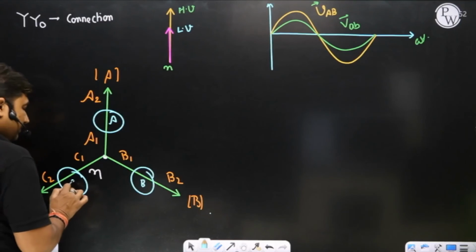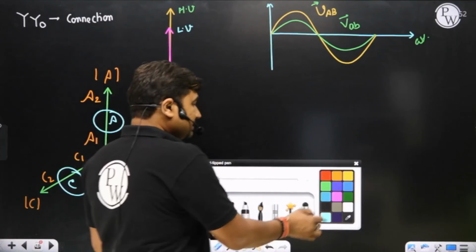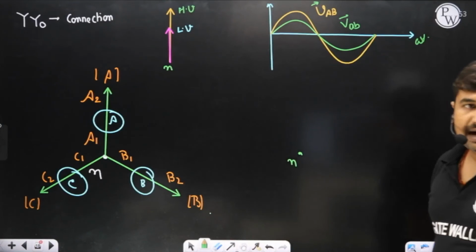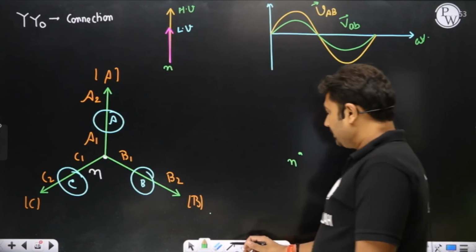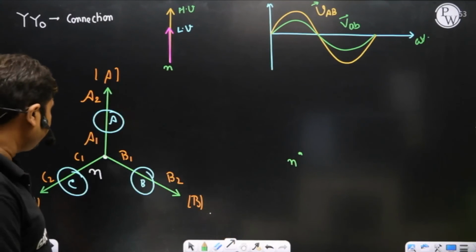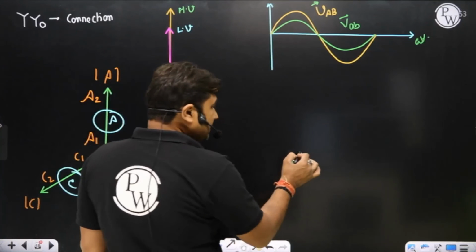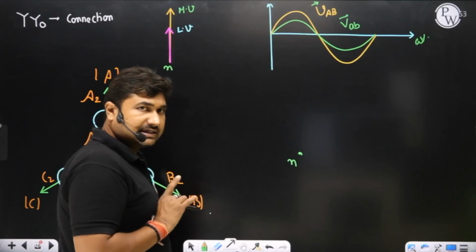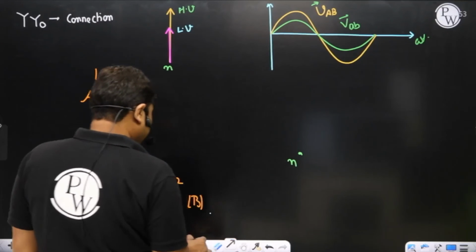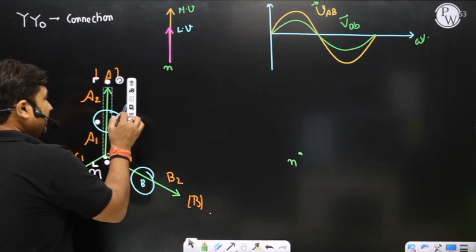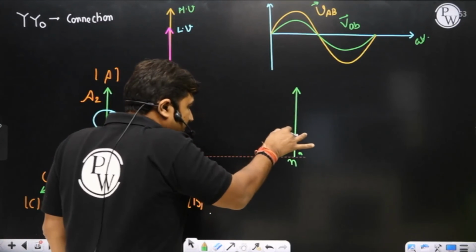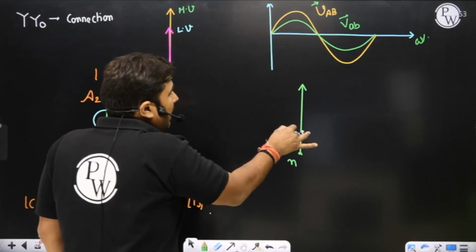Now please observe. Again the same neutral I am representing here. Okay, sir. Induced EMFs are always in the same phase. Yes, sir. And a parallel line represents in-phase. So I am going to represent a line which is parallel to A phase.